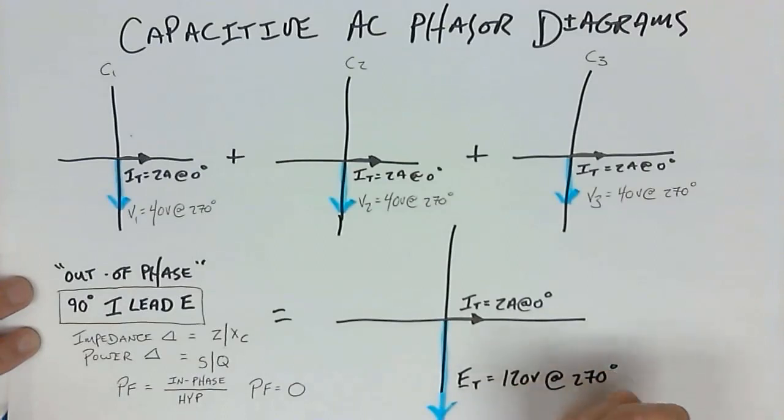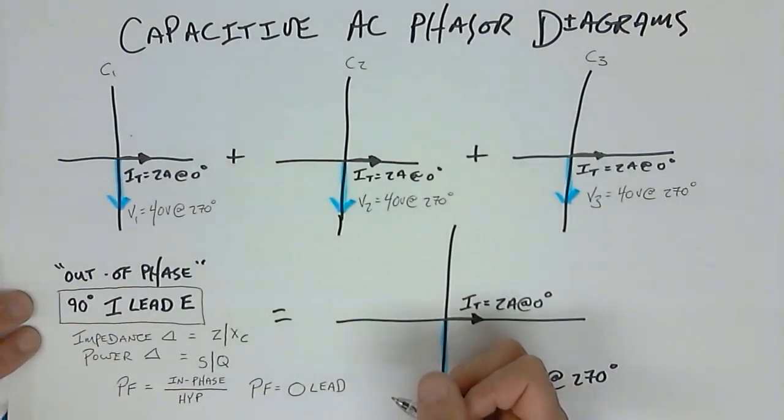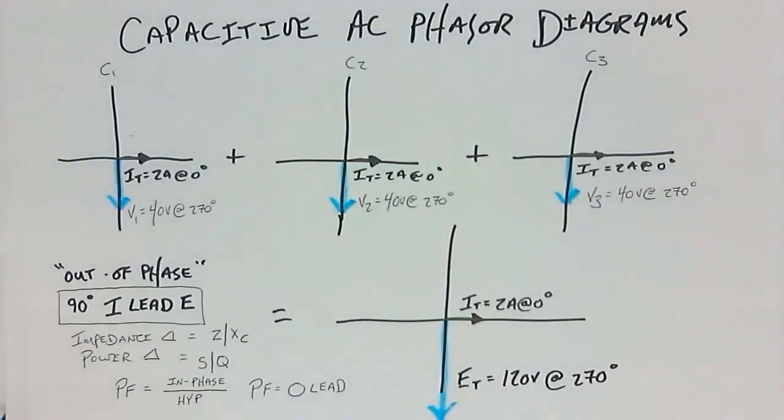Now, what distinguishes a purely inductive circuit versus a purely capacitive circuit when it comes to the power factor? Because they're both 0. This is a pure capacitive AC circuit, 0. We distinguish this as leading. So leading will indicate for us that this is a capacitive circuit, 0 lead. So what have we then looked at for all of these different types of circuits?